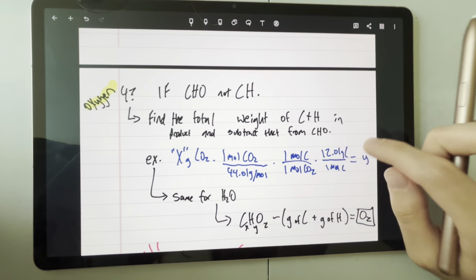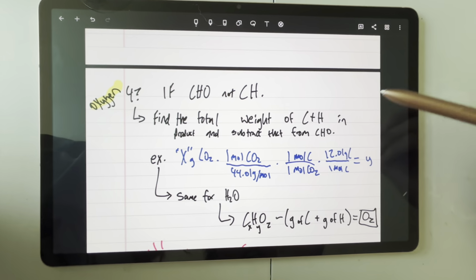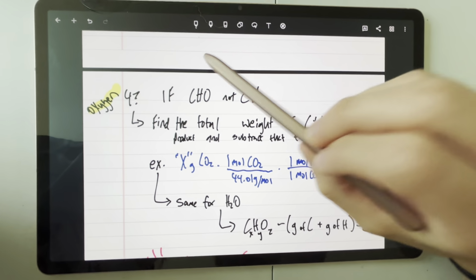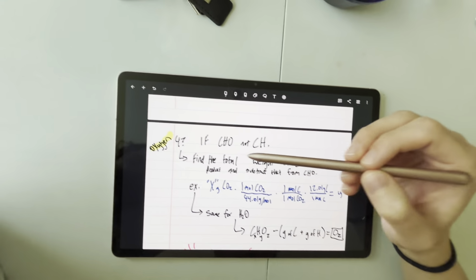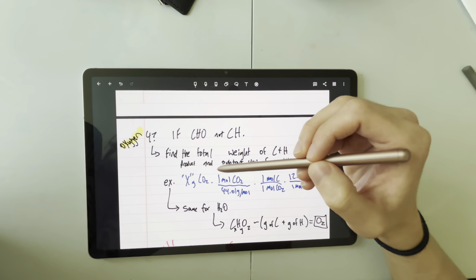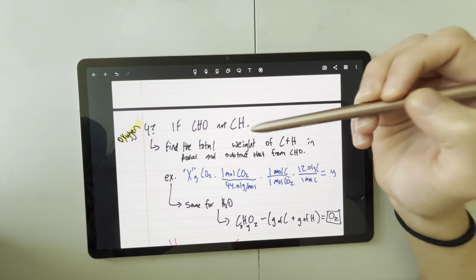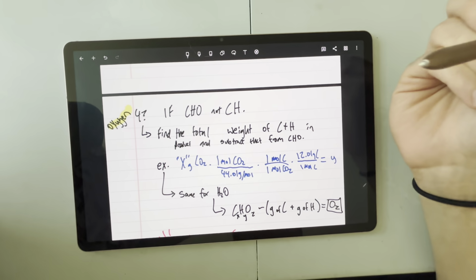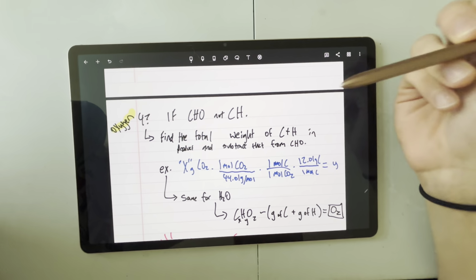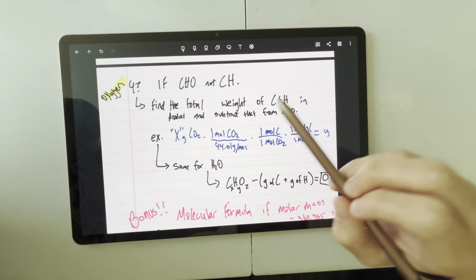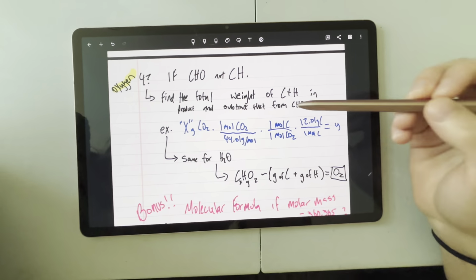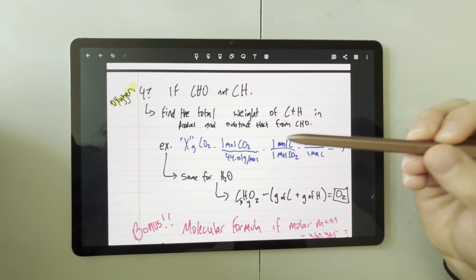Okay, next. Here's where it gets a little tricky. Oxygen. So CHO, when it says that, you're trying to find C of X, H of Y, O of Z, and not just C and H, it gets a little bit more tricky. All it does really is add one more step. You're going to find the total weight of C plus H in the product.